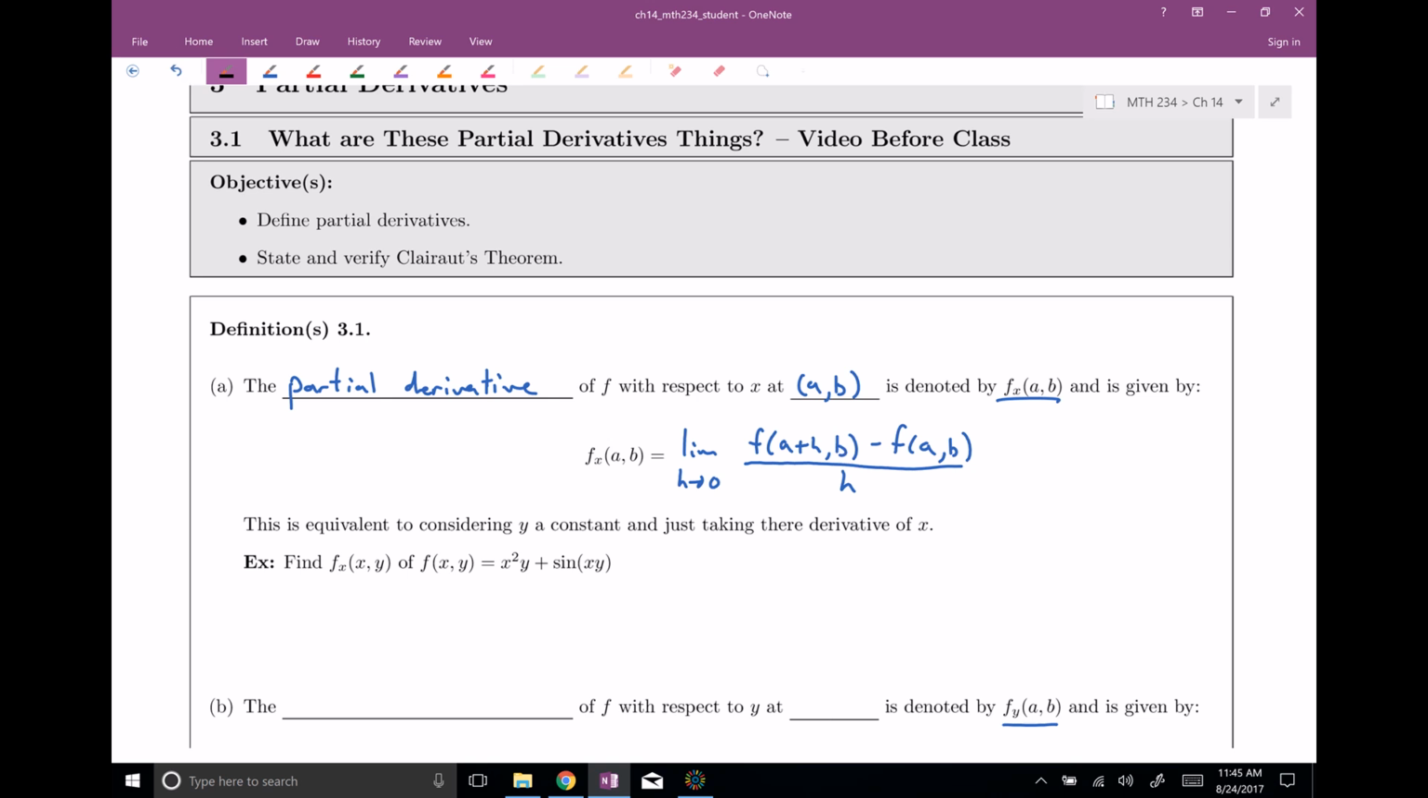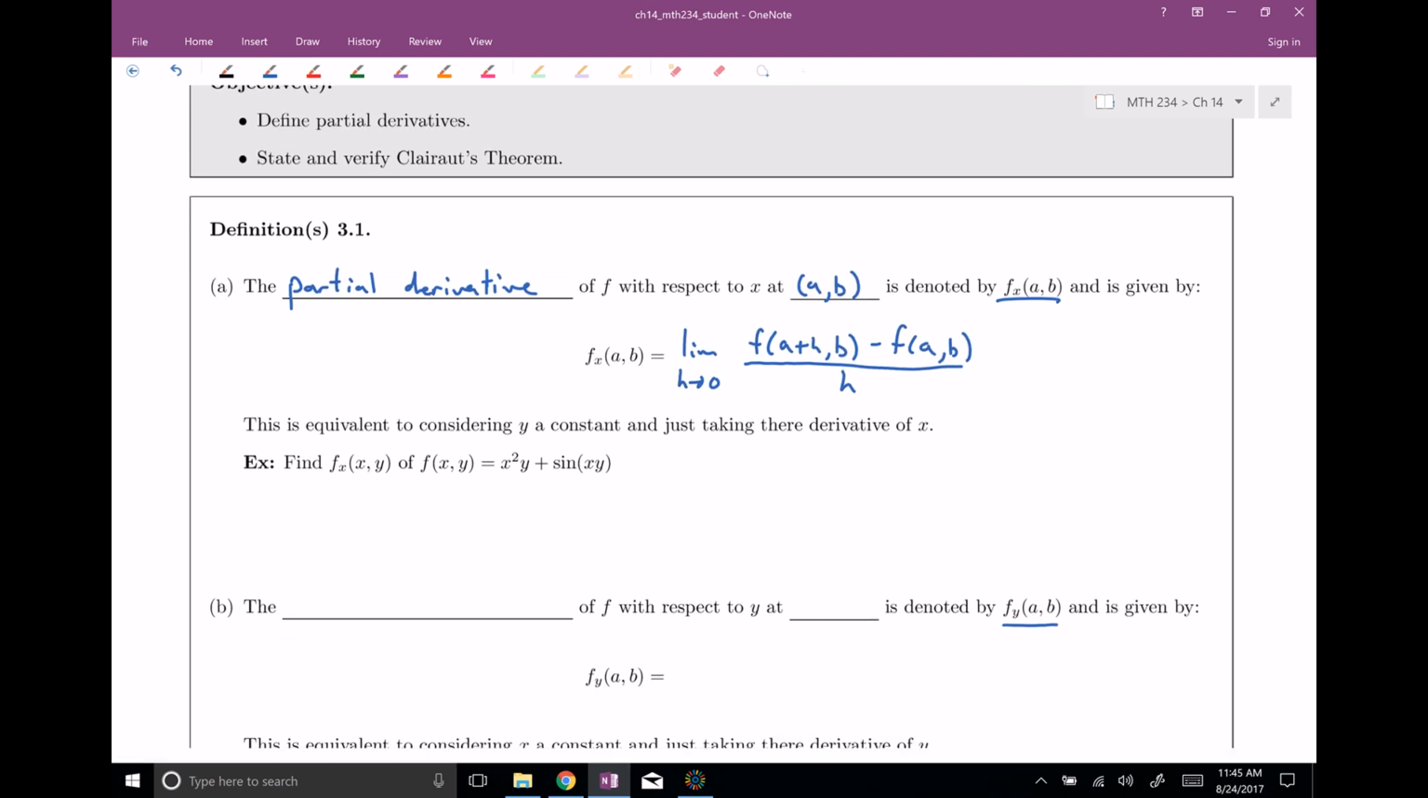So this is the technical definition. And just like in Calc 1, we had the technical limit definition for the derivative, and then we learned these tricks, these fast ways to take derivatives. That's what I'd like to go over with you now. This is equivalent to considering y a constant and just taking the derivative with respect to x. So I want to find the partial derivative with respect to x for my function f. And here we go, f sub x at (x, y).